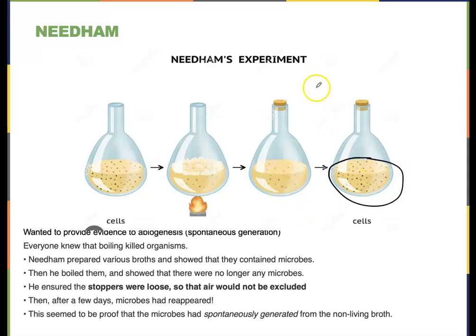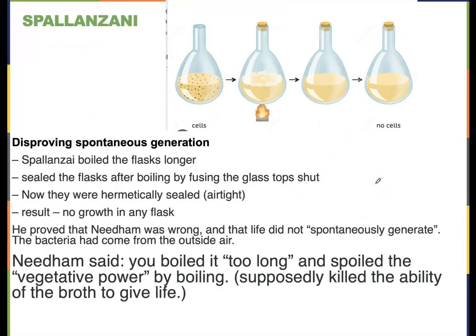Now you might be confused because it's corked, right? But this was a very loose cork, and air was able to get in, and so you have cells arising after that, right? He thinks that this proved his theory of abiogenesis, that the broth did regrow those cells.